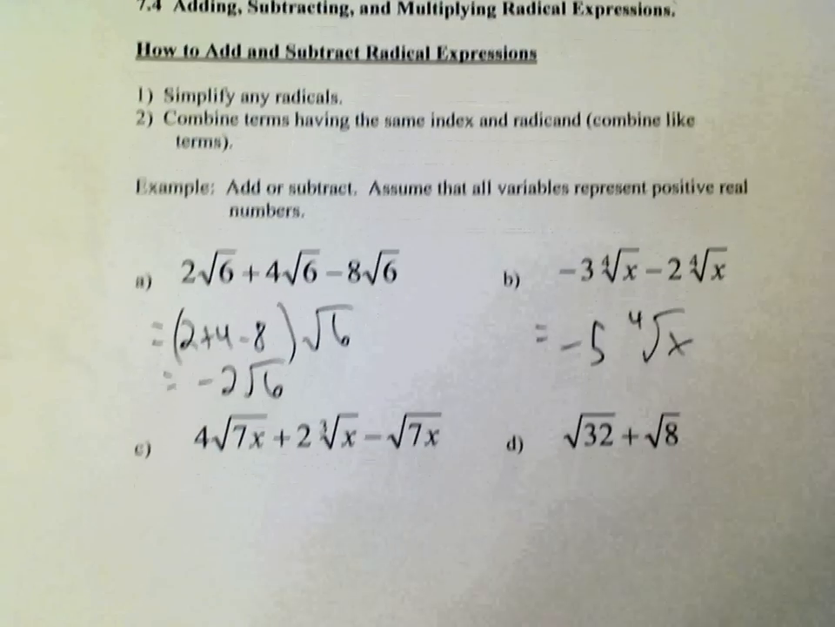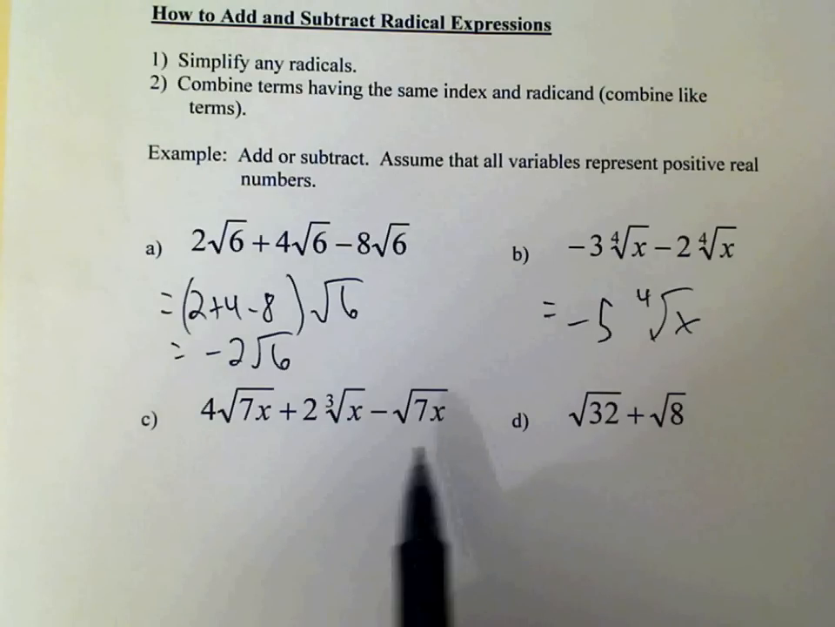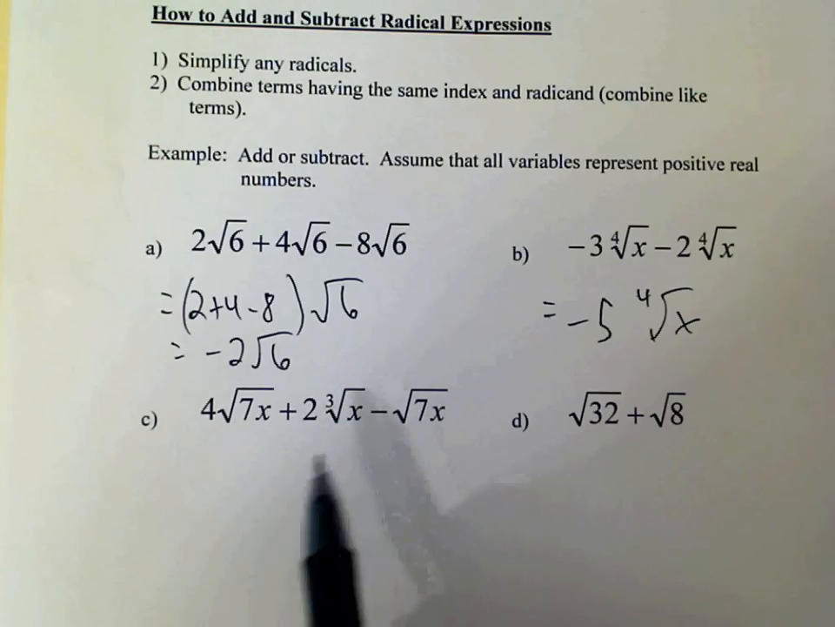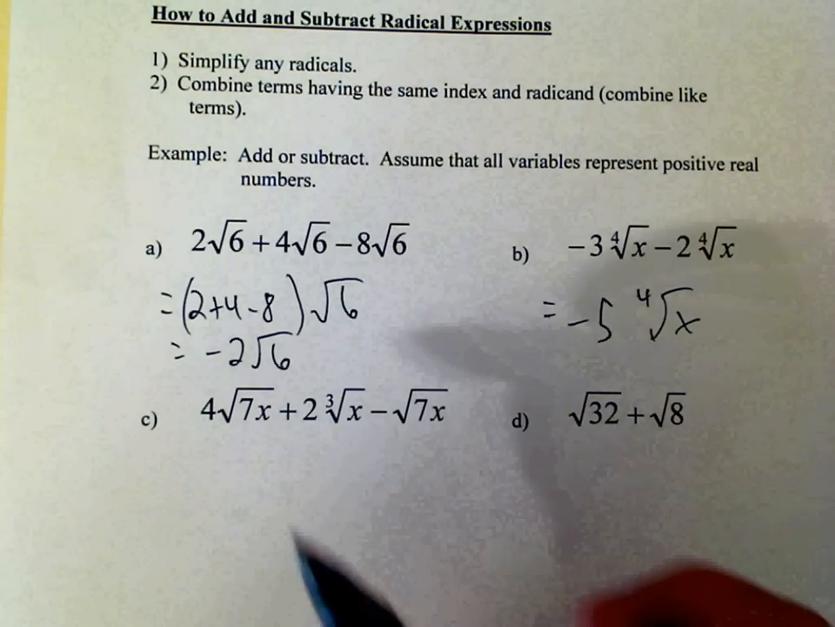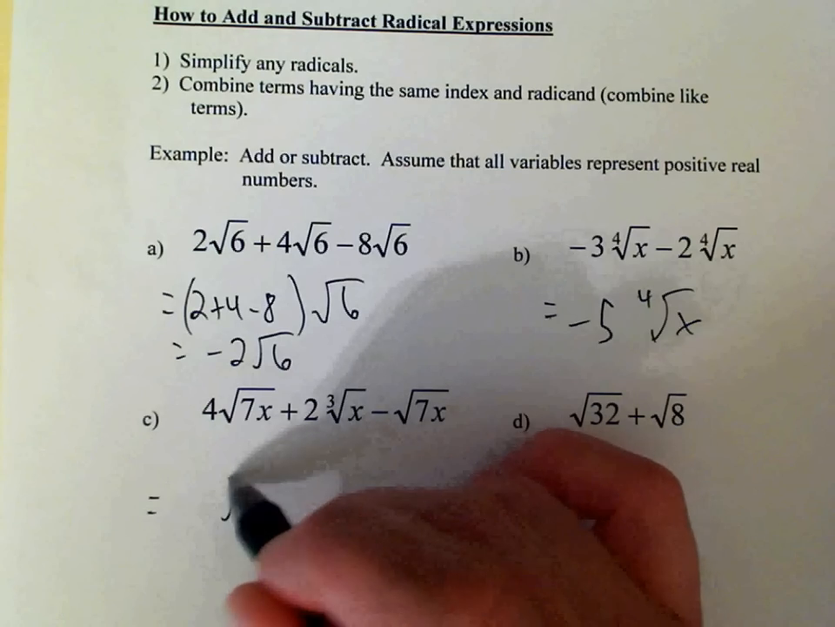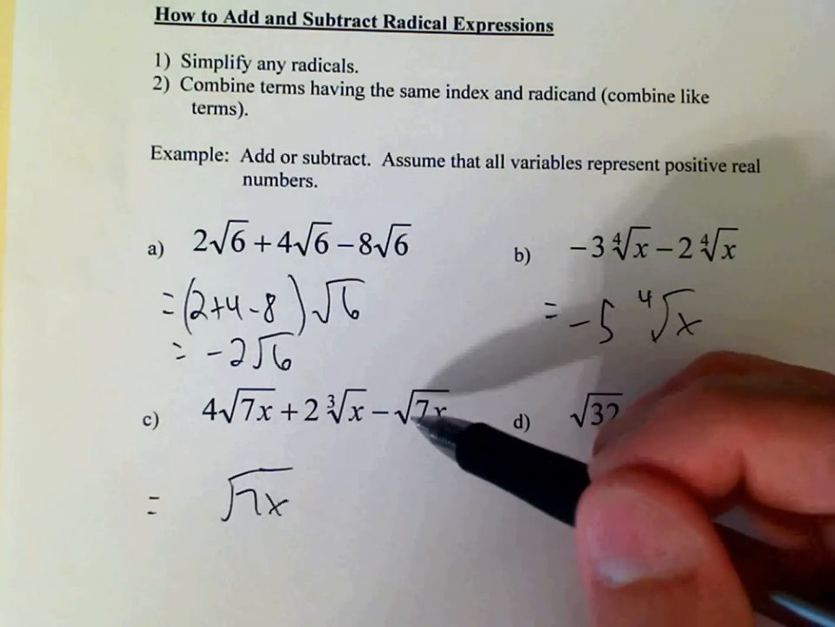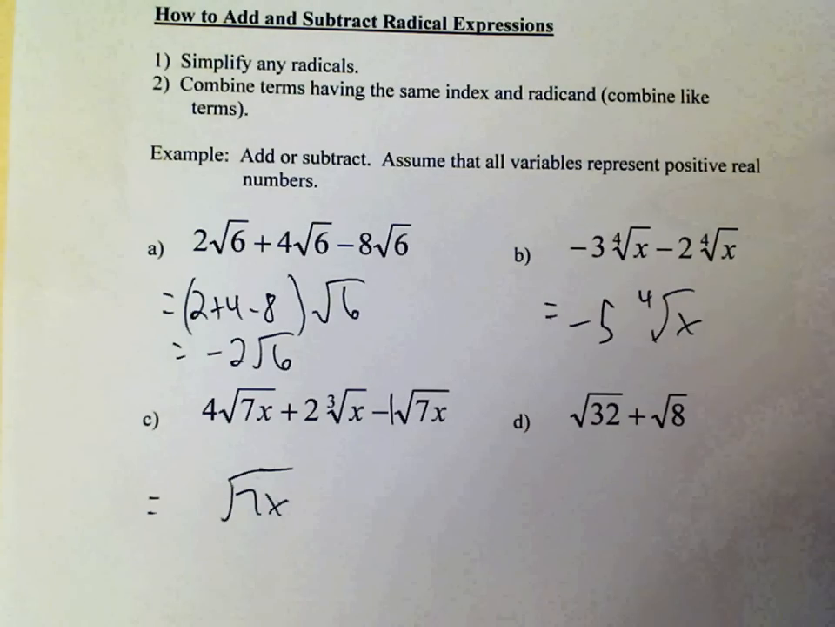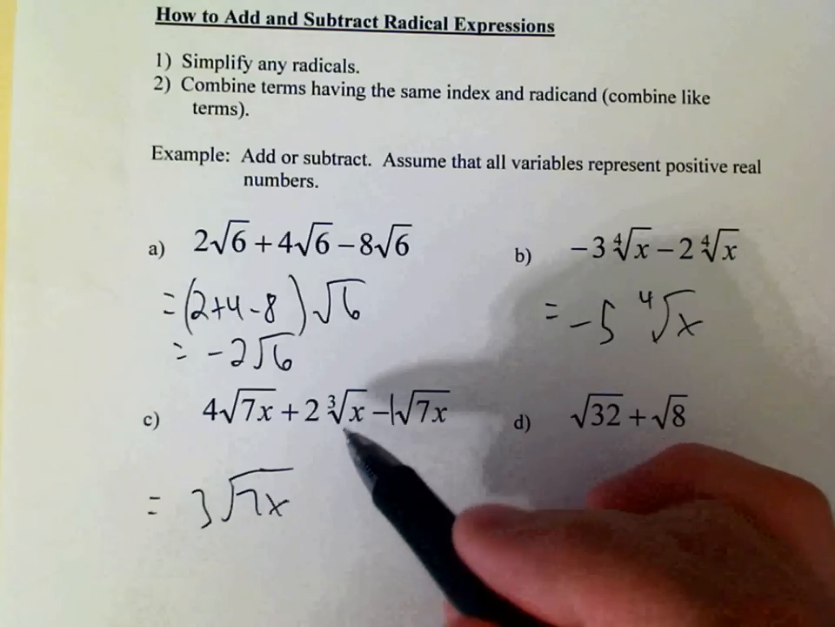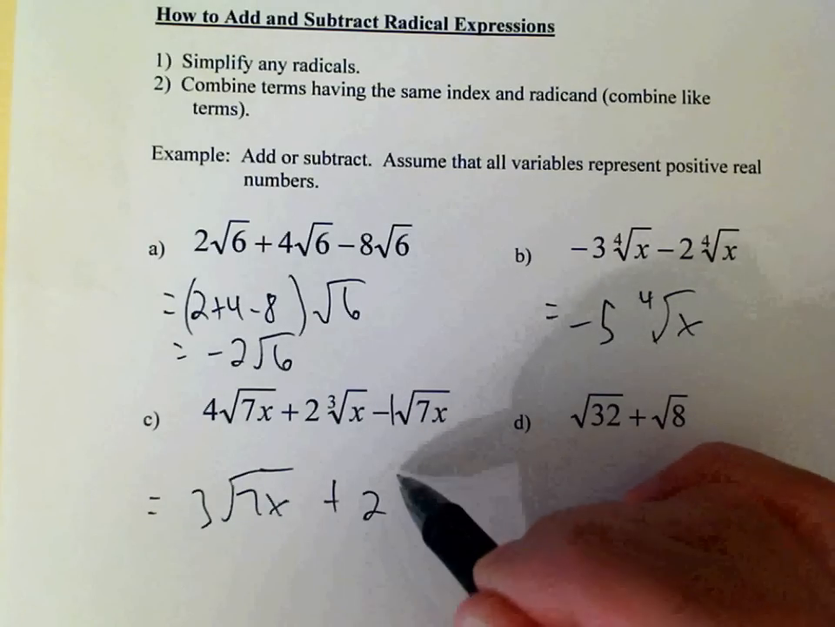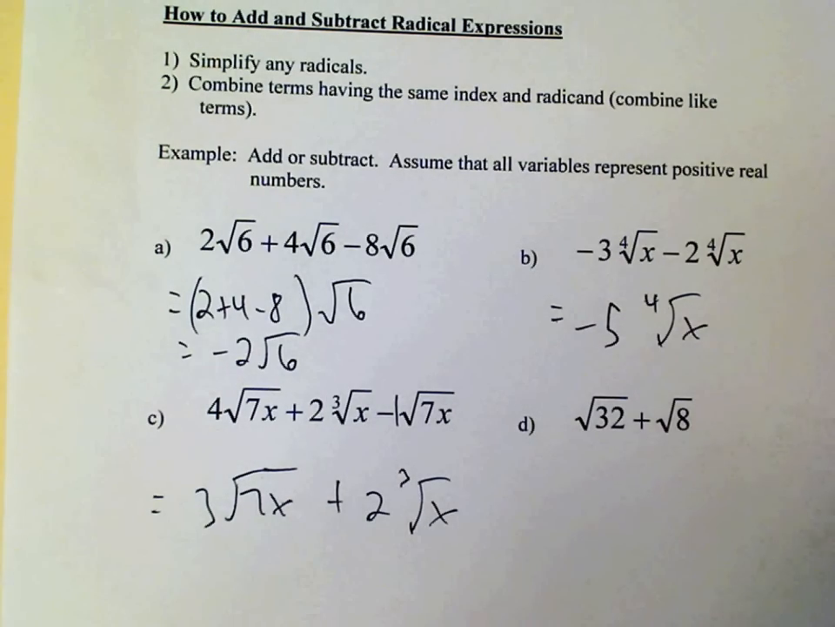Now notice C part. 2 of these have square root of 7x. The other one has a cube root of x. So the 4 square root of 7x minus square root of 7x are like terms. So we're going to combine those. We keep the square root of 7x as it is. That minus square root of 7x is the same as minus 1 square root of 7x, and 4 minus 1 is 3. Now the plus 2 cube root of x, you just bring that down, because it's not a like term. We're done. That's your final answer.